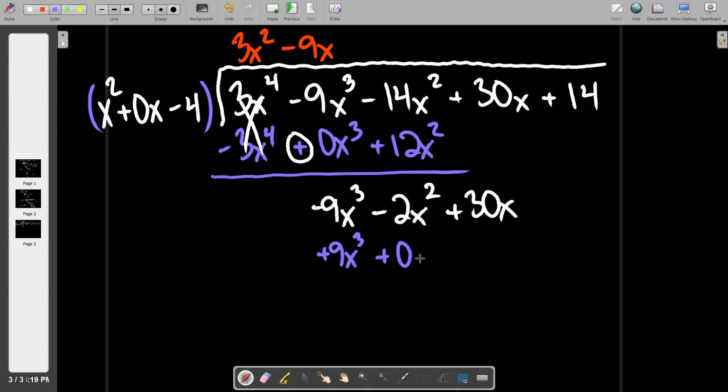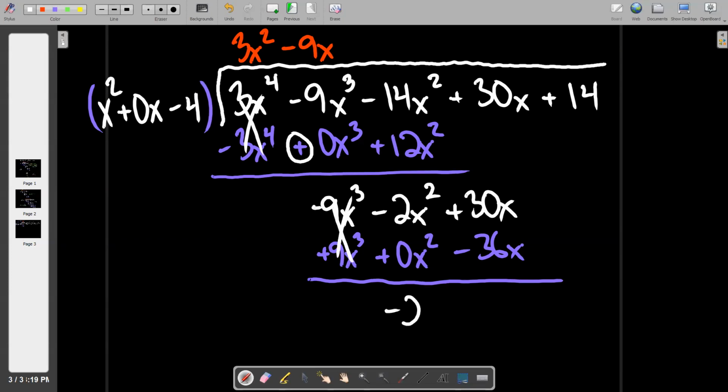Yeah, plus or minus doesn't matter, 0x squared. And that 0, I understand, might drive you nuts, but it serves a good purpose to keep everyone structurally in line. That's all it does. And then the last is? It would be positive 36x because it's a negative times a negative. So because it would have been a plus 36x, I'm going to put minus. Then I'm going to seal it off and combine like terms. I get negative 2x squared.